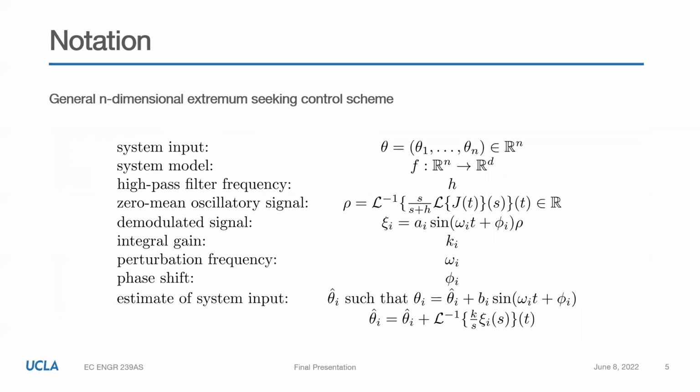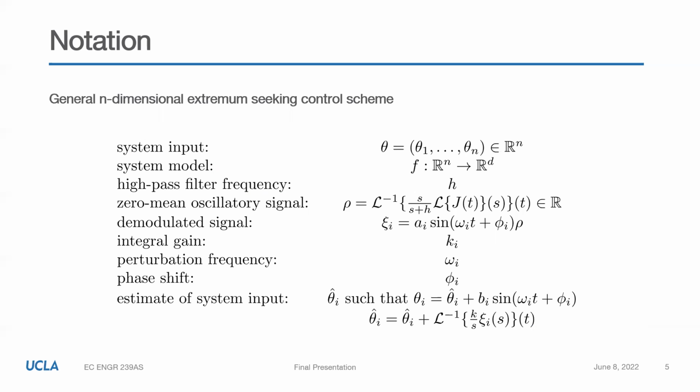For the general extremum seeking control scheme, we define the necessary notation. System input is n-dimensional, where we have theta 1 to theta n in R^n. The model of the system F maps elements in R^n to R^d, which in turn get mapped to R via J. H is the high pass filter frequency, where signals with a frequency higher than H pass through the filter, and signals with frequencies lower than H are attenuated. Rho is an approximately zero mean oscillatory signal, since the high pass filter removes the DC component, i.e. mean value, from J of f of theta.